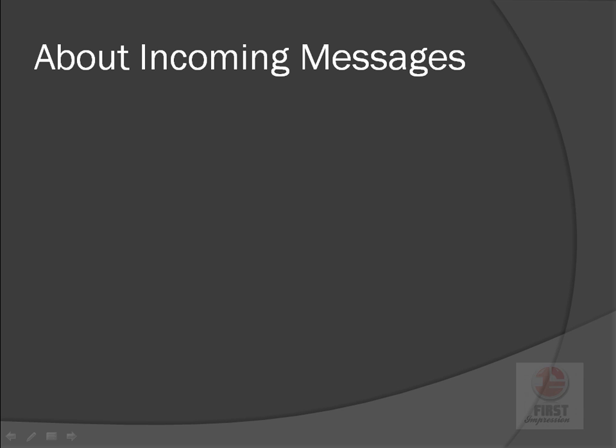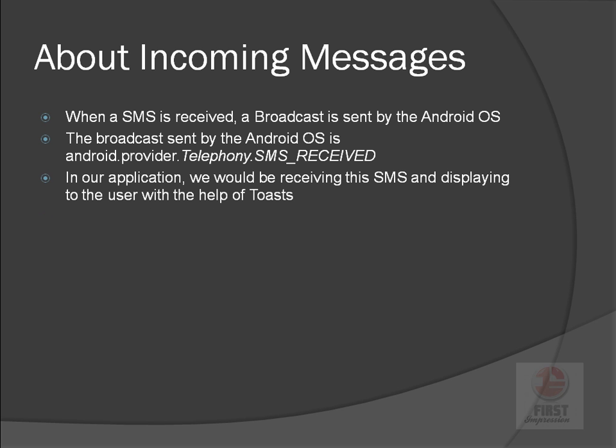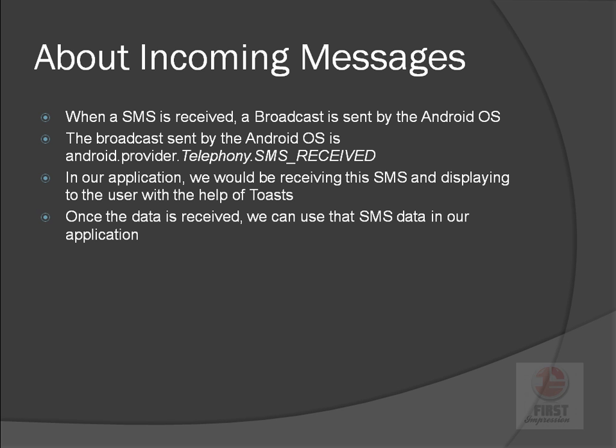Now, with the knowledge about broadcast receivers, let's have some knowledge about incoming messages. When an SMS is received, a broadcast is sent by the Android OS. The broadcast sent by the Android OS is called android.provider.Telephony.SMS_RECEIVED. In our application, we would be receiving this SMS and displaying it to the user with the help of a Toast. Once the data is received, we can use that SMS in our application.